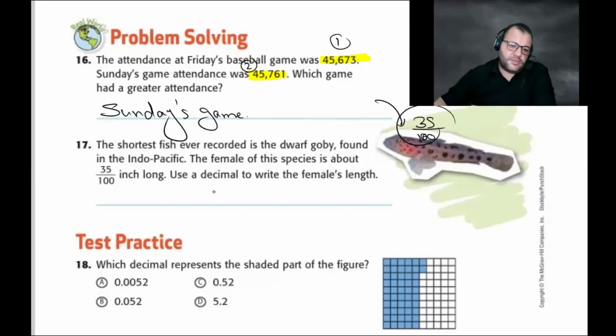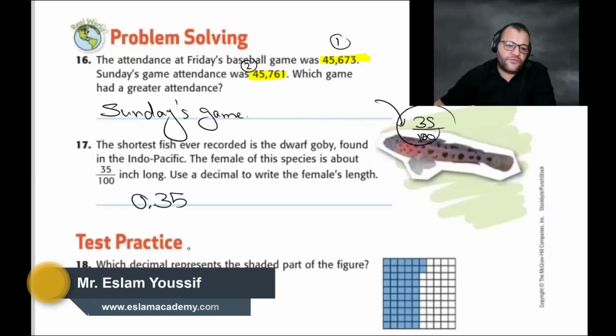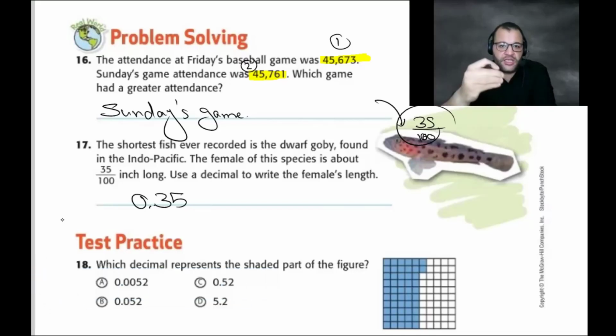0.35? Yes, the answer is right. If you need to write it in word form, how can we write it? The question says I need a decimal, so we solved the decimal part. But how can we read this one, how can we write it in word form? Can you write this one in word form?